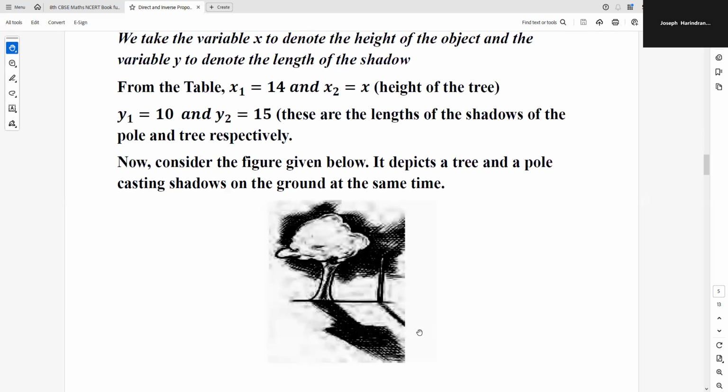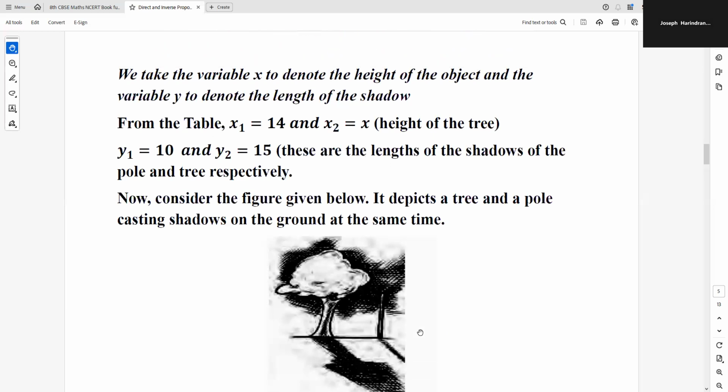Now consider this tree. We take the variable x to denote the height of the object and the variable y to denote the length of the shadow. From the table, we get x1 equal to 14 meters and x2 is equal to x, the height of the tree. y1 is equal to 10 meters and y2 is equal to 15 meters, which are the lengths of the shadows of the pole and tree respectively. 10 is the length of the shadow of the pole and 15 meters is the length of the shadow of the tree. These are given in the question itself.